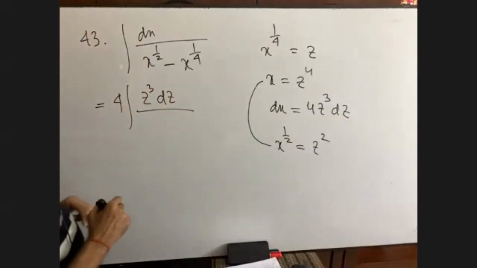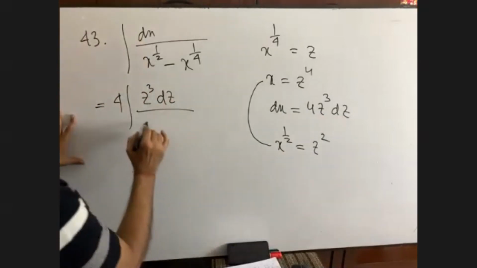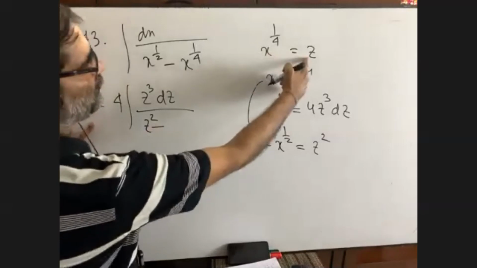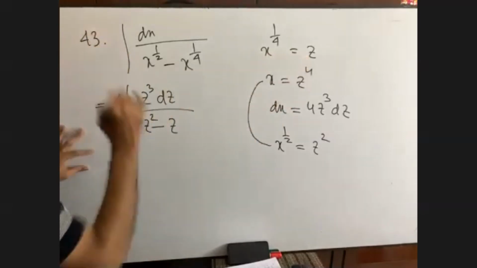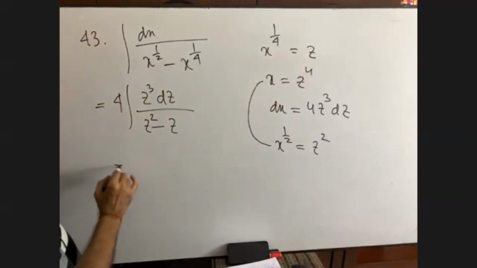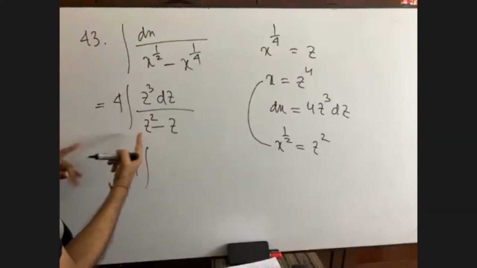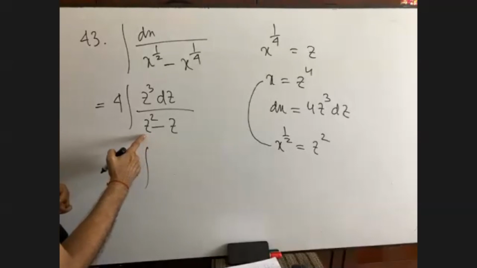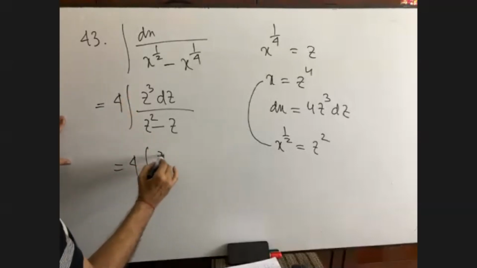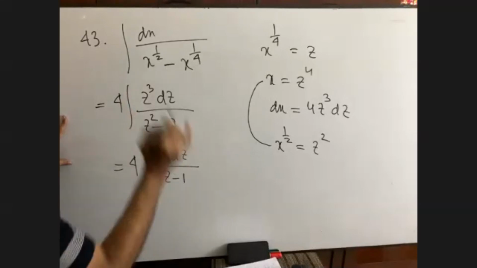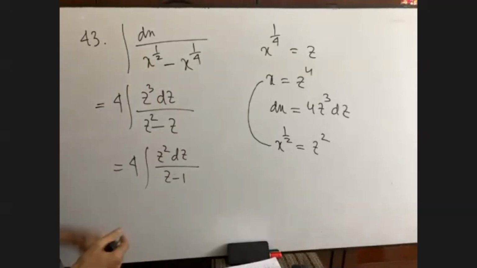X to the power half is equal to z square minus x to the power 1 by 4 equals to z. This is the math. So it is 4. You see, actually what is happening here, if I take z common here, it is z square dz by z minus 1. And we have got our math.